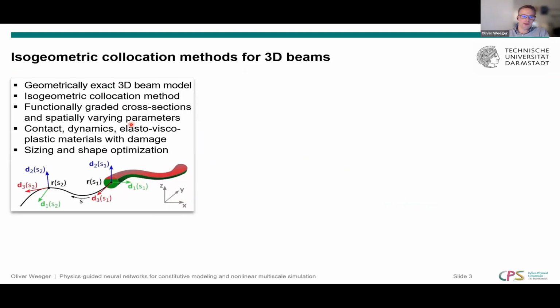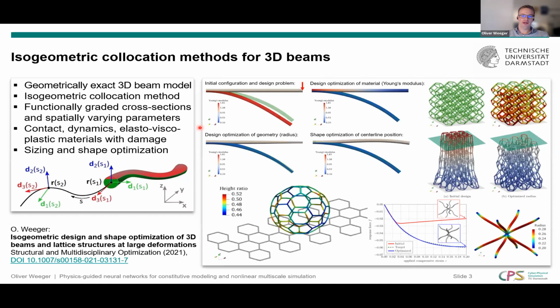So one topic that we have been doing a lot of work in the last few years, 5 years or so, is the development of new kinds of simulation methods, so-called isogeometric collocation methods for 3-dimensional beams. And with these kind of methods, we can, for instance, simulate the behavior of lattice structures, like you see it on the right over here. And we can not only simulate them, we can also optimize them. So for instance, we can optimize the material distribution, the geometry in terms of the cross-section radius, the diameter, or also the shape in terms of the centerline position of such a beam or a beam structure.